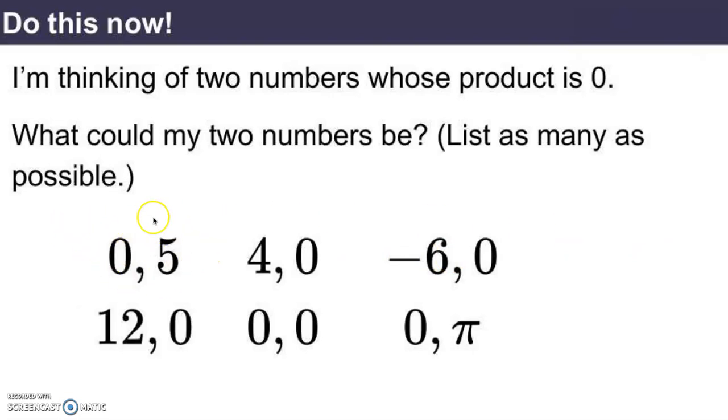0 and 5 would work. 4 and 0. 12 and 0. Negative 6 and 0, 0 and pi. They could even both be 0, 0 and 0. Do you see what's different about this case of the game? If I'm multiplying two things together and their product has to be 0, what does one of them have to be? One of the things I'm multiplying has to be 0. And we're going to take advantage of that fact and use that idea to solve some quadratic equations.